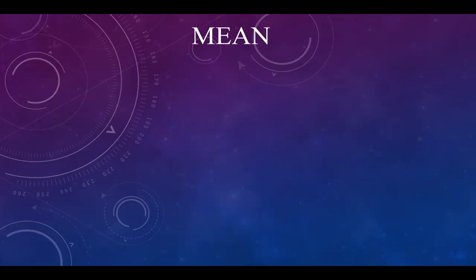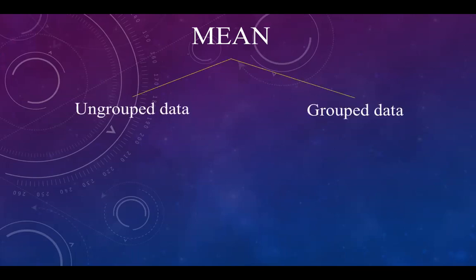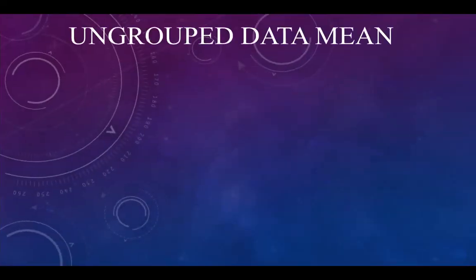Mean is calculated from two types of data sets, ungrouped data and the grouped data. Let us take first the ungrouped data. As you know, what's ungrouped data? In previous lecture, I have told you that ungrouped data is one which is in mess form and which is not in organized form.